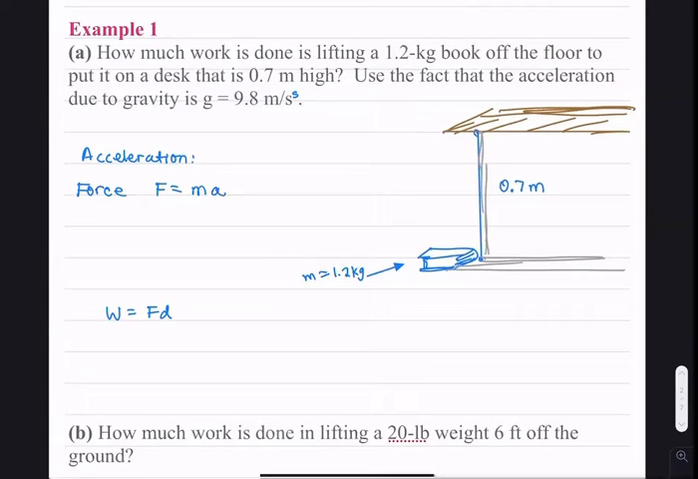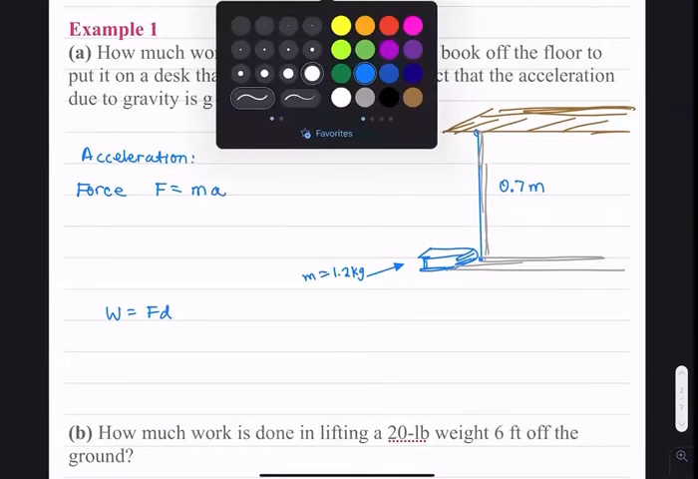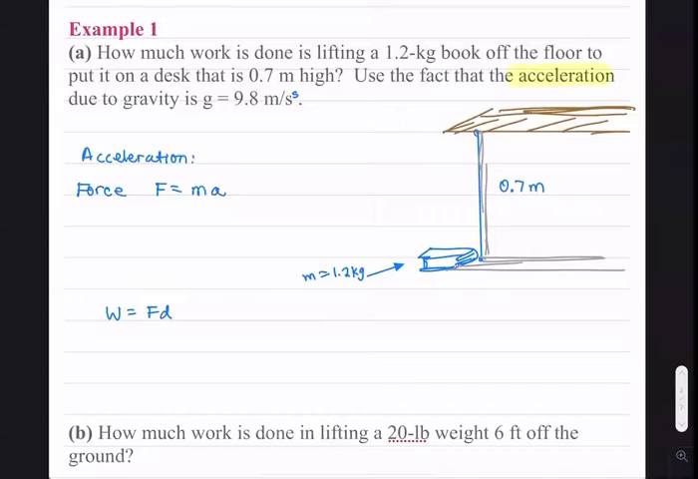What we're trying to find is what the work is, and work is force times distance. So now let me back up and say, well, what's the force? Force is mass times acceleration. In this case, acceleration is the constant acceleration due to gravity. So the acceleration is g equals 9.8 meters per second squared.